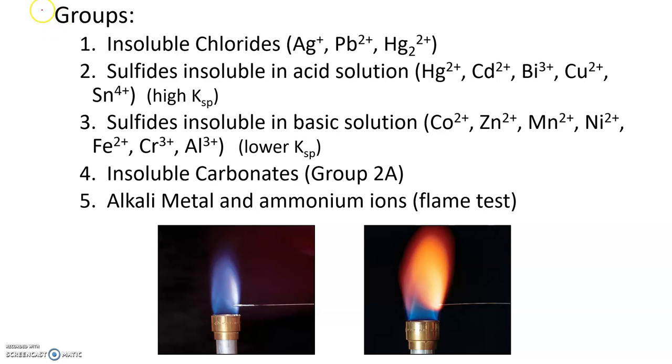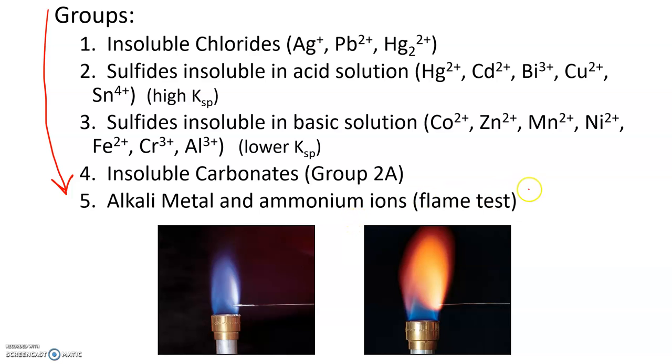And so here are the steps that are usually taken during a quantitative analysis process. So step 1 is to get rid of your insoluble chlorides using the hydrochloric acid. Step 2 is to get rid of your sulfides that are insoluble in an acidic solution, so something that has a high KSP. Step 3 is to precipitate out your sulfides that are insoluble in a basic solution, and that's because they have a lower KSP. Step 4 is to precipitate out your carbonates using the sodium carbonate. And then step 5 is to identify whatever's left, which is going to be your alkali metals and your ammonium ions. Those are things that are really never going to form a precipitate ever.